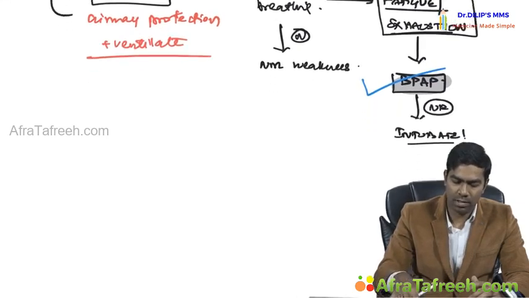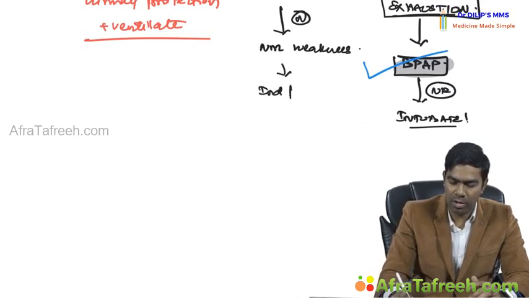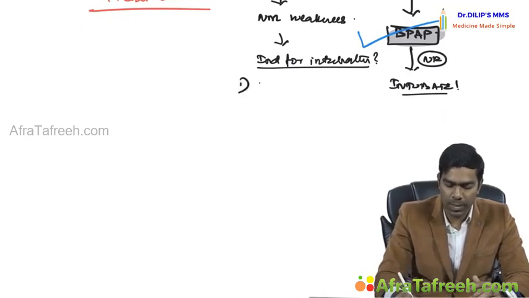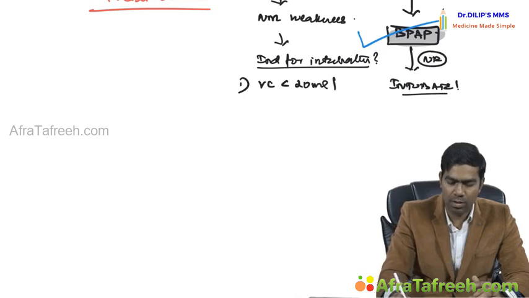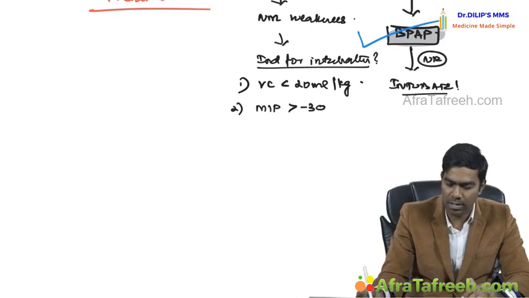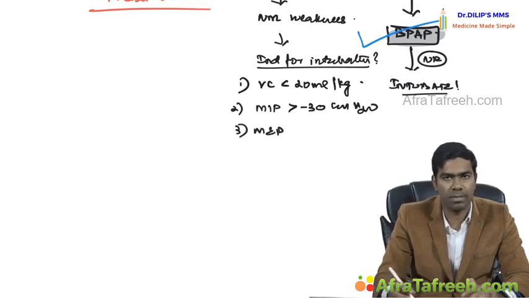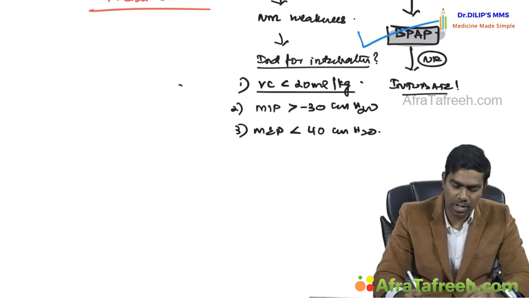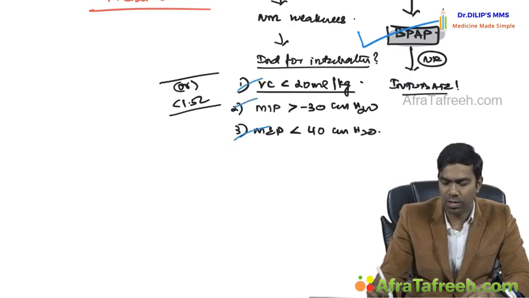That's it. So if work of breathing is normal, it is likely to be a neuromuscular weakness. Then you have to see whether an indication for intubation is there or not. What are the indications for intubation? Number one, is your vital capacity less than 20 ml per kilogram? We saw already in the PFT, the 20, 30, 40 rule. Or if the maximal inspiratory pressure is more negative than minus 30 centimeters of water, or the maximal expiratory pressure is less than 40 centimeters of water, or if the vital capacity absolute value is less than 1.5 liters. So these are some of the important indications for intubation.